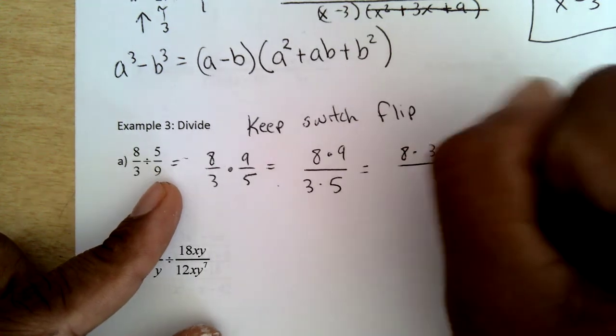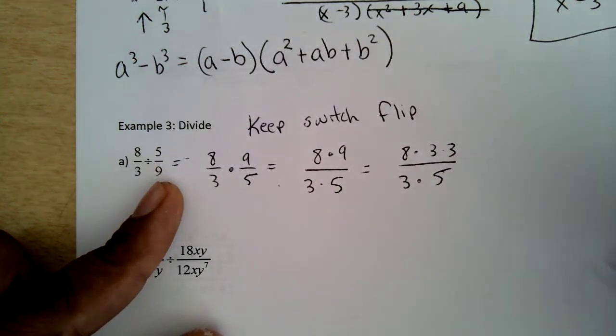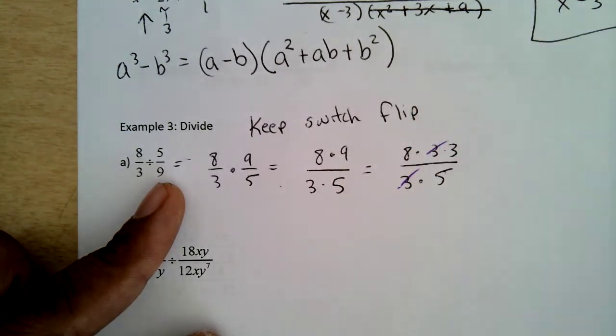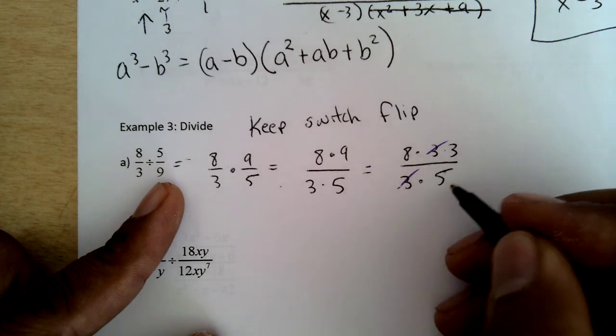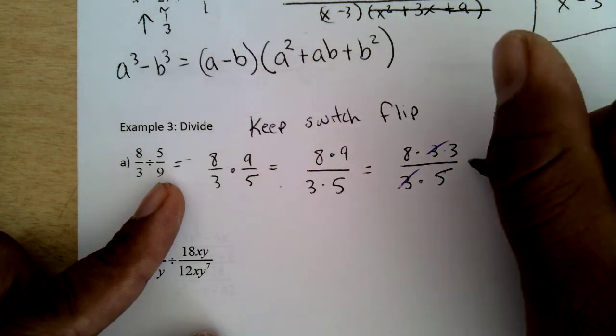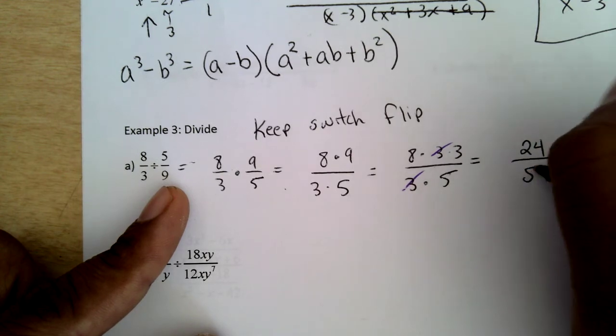9 is the same as 3 times 3, and I have a 3 down there and a 5. Now I know that if I factor down 8, it's going to be a bunch of 2's, and that's not going to cancel out with a 5, so we'll just leave this now as 24 over 5.